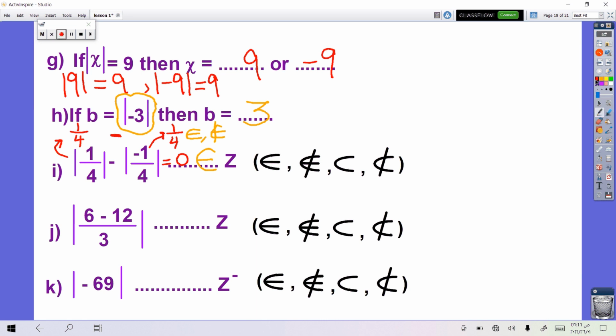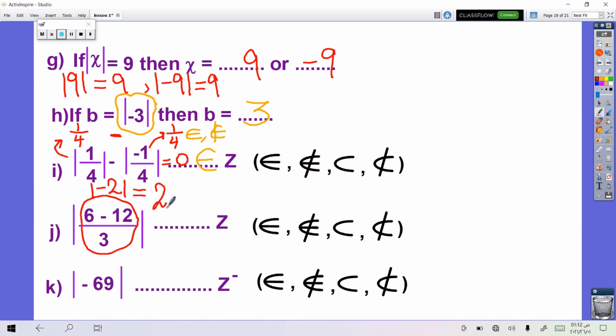Now we have absolute 6 minus 12 over 3. First, we have to find the result of the operations inside the absolute value. Here 6 minus 12 over 3 will be equal to negative 2. So it will be absolute negative 2. It will be equal to 2.